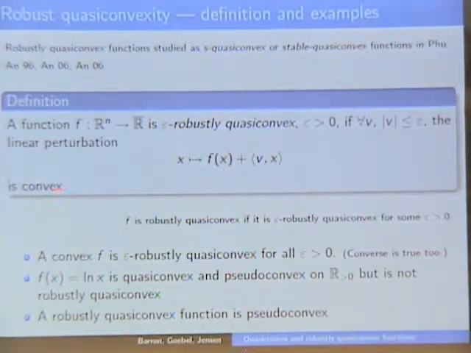Here? Oh, yeah, certainly. Thank you. Yeah, this should be quasi-convex.